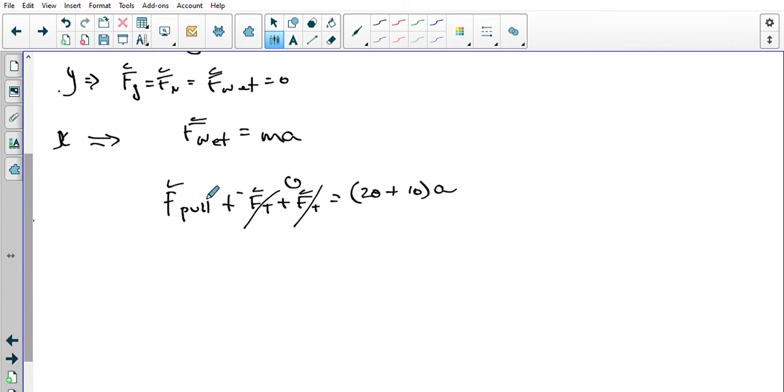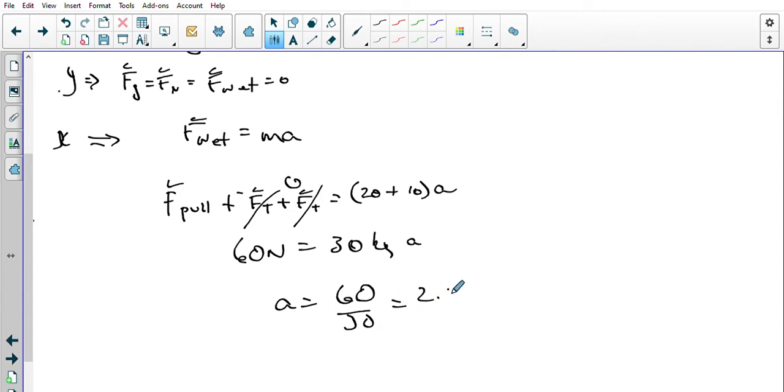All right, so the force of pull we know was 60 newtons. And then we have 20 plus 10, so that's equal to 30 kilograms times the acceleration. And so the acceleration will be equal to 60 divided by 30. So that's equal to 2.0 meters per second squared. Easy peasy. And so then we come to the second part where we would want to be calculating what the tension is.